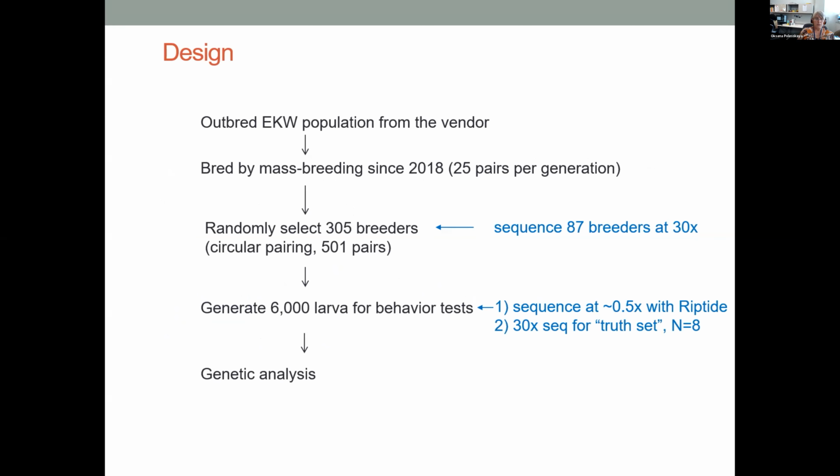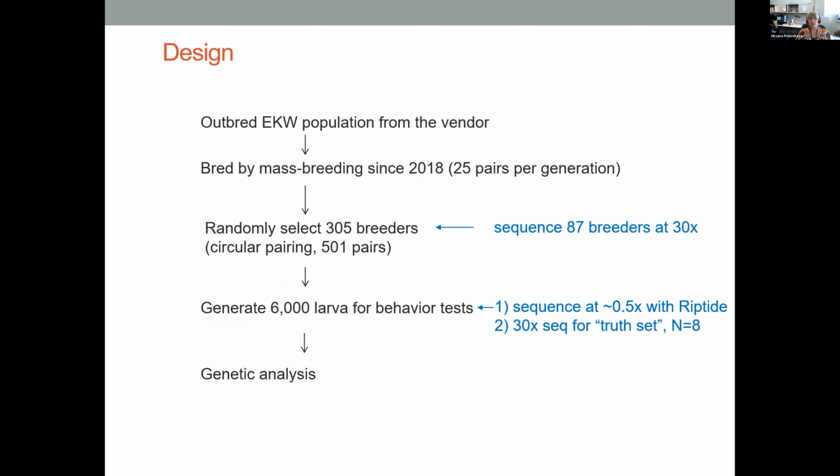All right, so first let me describe the population. As Giala mentioned, we used an EKW outbred population from the vendor. It has been maintained by mass breeding for about 12 generations in the Sugio's lab. From this population, we selected some breeders, and these breeders generated more than 6,000 larvae for behavioral tests.